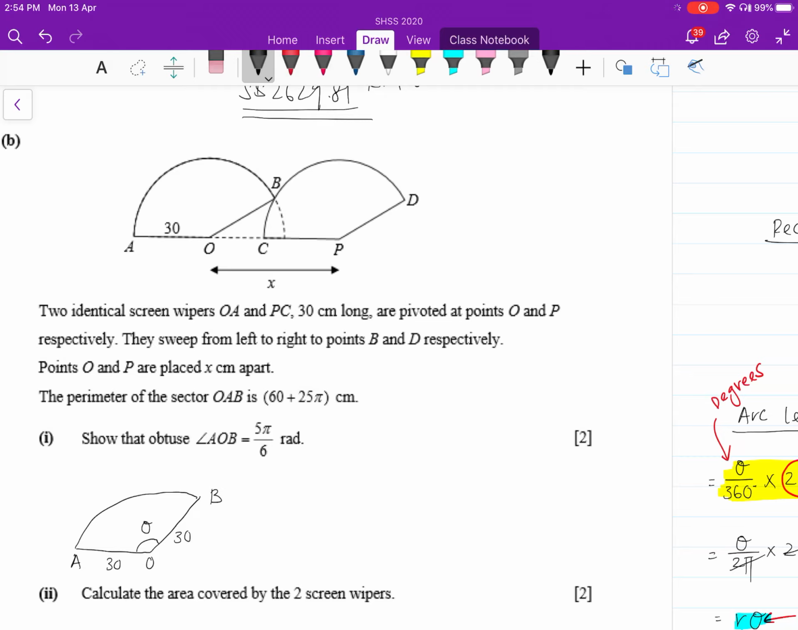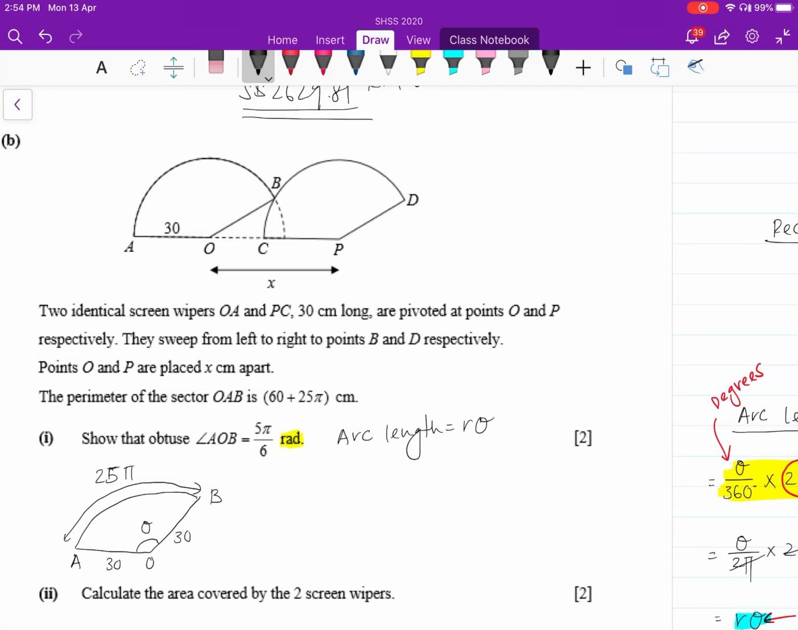And the perimeter of the sector is 60 plus 25 pi. Perimeter means the whole entire length is 60 plus 25 pi. If the radii are 30, that would be 30 plus 30, which is 60, which means the length of the arc here is 25 pi. Using the formula, if you notice, the units is radians, so I must use the formula for radians.